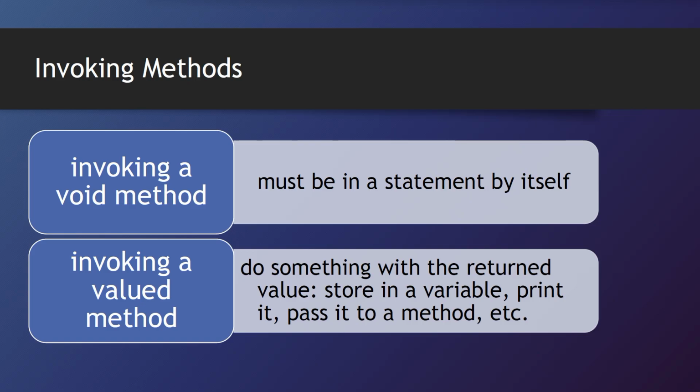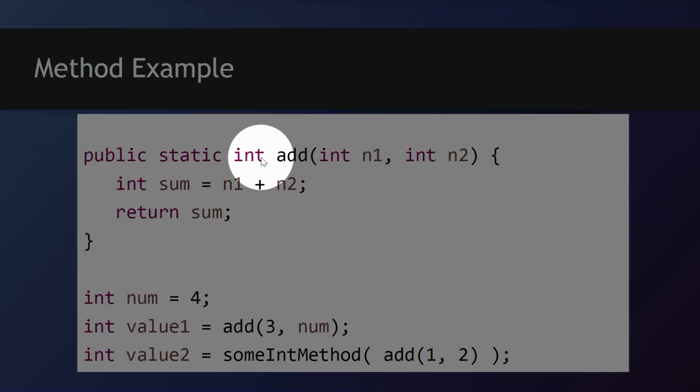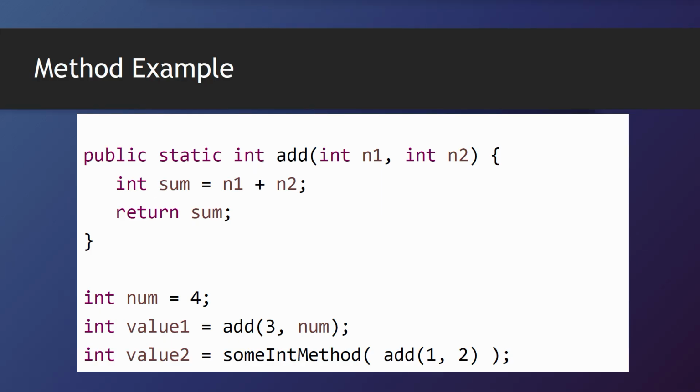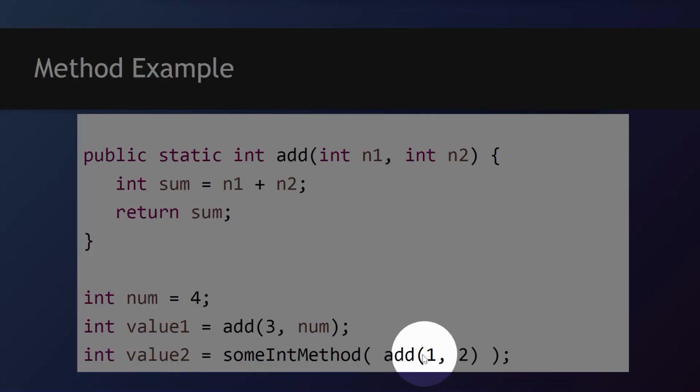Void methods can only be invoked as their own statement. You cannot invoke a void method inside of another method or use it as the value for a variable. When you invoke a valued method, you usually want to do something with that returned value. You can store it in a variable, print it, or pass it to another method. The method invocation itself can be used anywhere you would use a variable of that method's return type. For example, our add method returns type int. So we can use a call to our add method as the int value and assign that returned value to a variable. We could also use it as a parameter, the method invocation as a parameter that we pass to some other method that requires an int parameter.